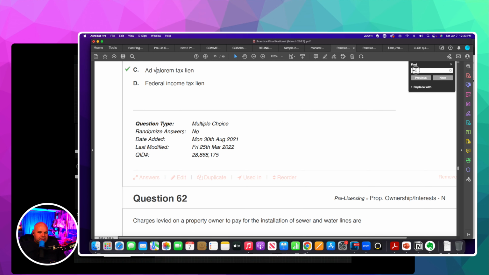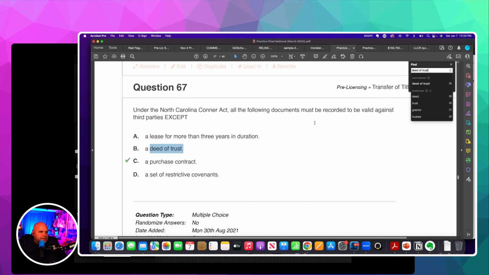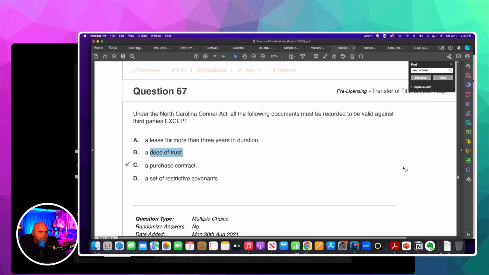Oh, and then what was the other one? You said it was something to do with deed of trust. Was it this one? Contract? What must be recorded to be valid? Except. Which one? Yeah.